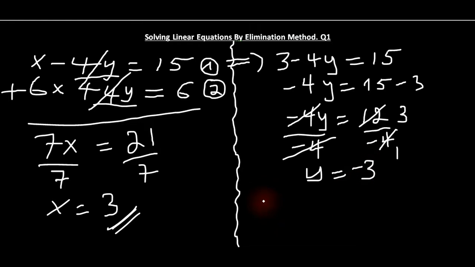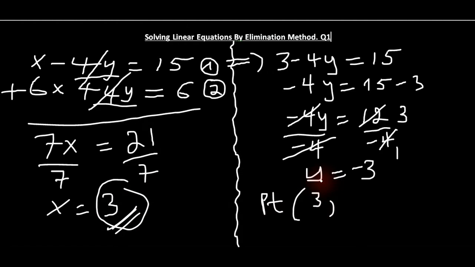So the solution of this equation is at the point where x is equal to 3 and y is equal to minus 3. So we are now going to solve the second equation by using the next set of rules.